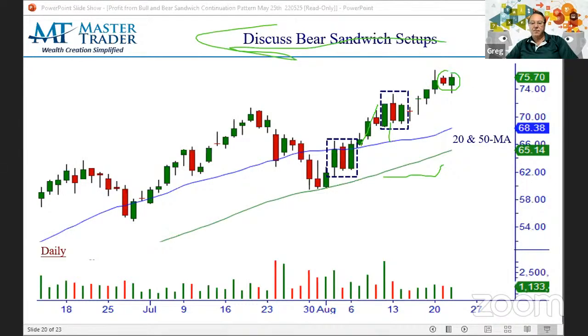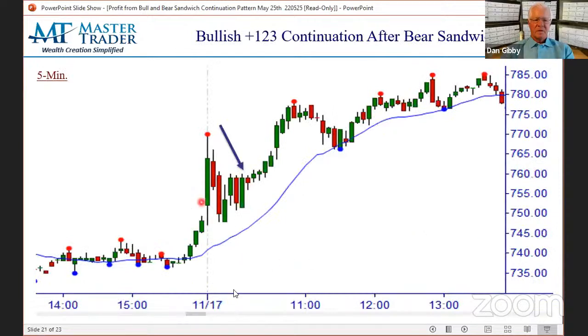So sometimes things can continue with continuation patterns for a while. All right, so I wanted to show you this one 5-minute chart. This was beautiful. In our 3 advisory letters, we swing trade stocks and options. We don't day trade, but we do in the green room, obviously. And this was one that we traded.